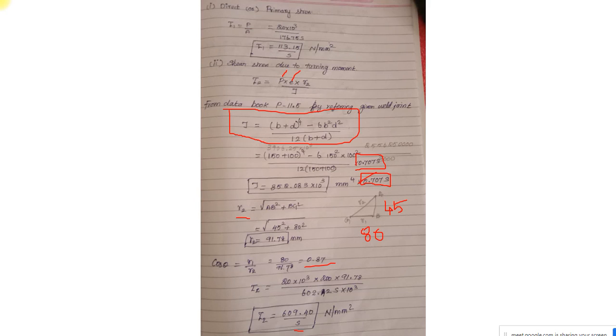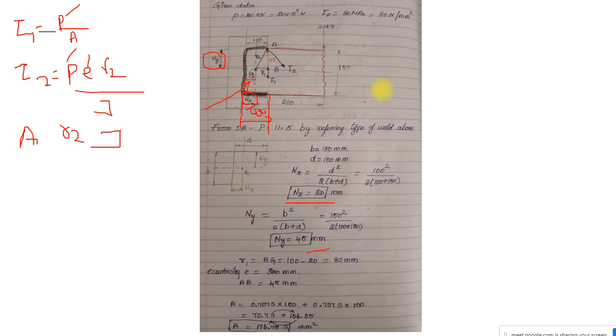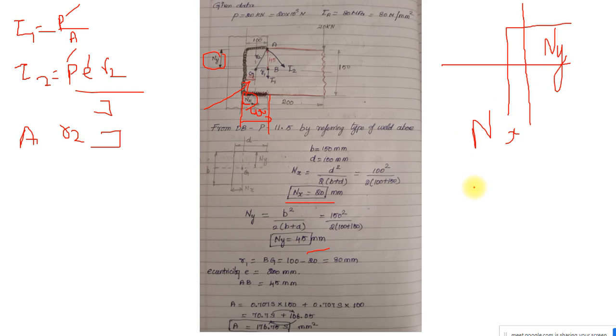So it is an exercise problem in a book. I tried it and I got the correct answer. The only difference in this particular problem is the type of weld. Both X as well as Y are not exactly at the center, so I need to find out, I can say, NX or NY. So this is somewhat a different problem. You try this and you can have the exact answer.